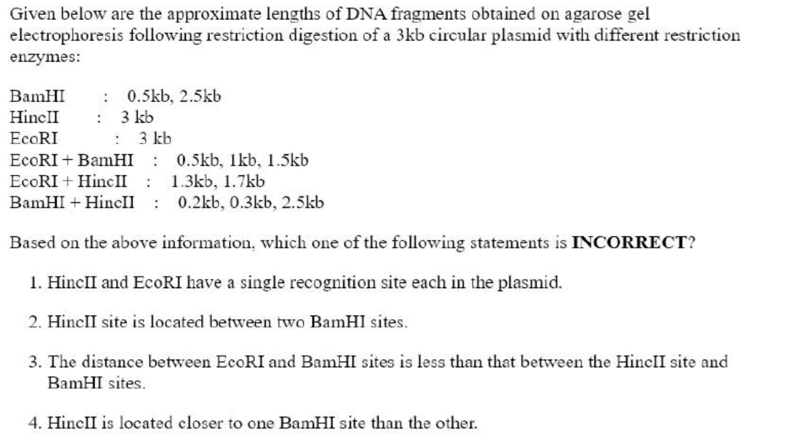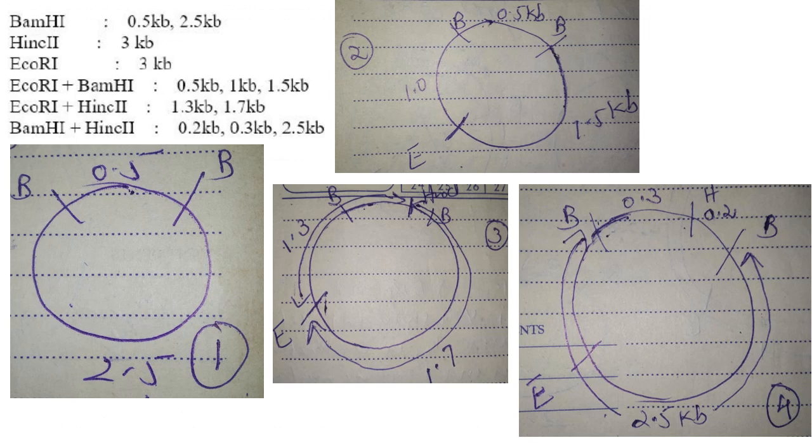Then next one, given below are approximate length of DNA fragments obtained on agarose gel electrophoresis following restriction digestion of a 3 kb circular plasmid with a different restriction enzyme. So these are the different restriction enzymes. We will see what we get after restricting the 3 kb plasmid with these different enzymes. Then based on the information, we have to see for the incorrect statement.